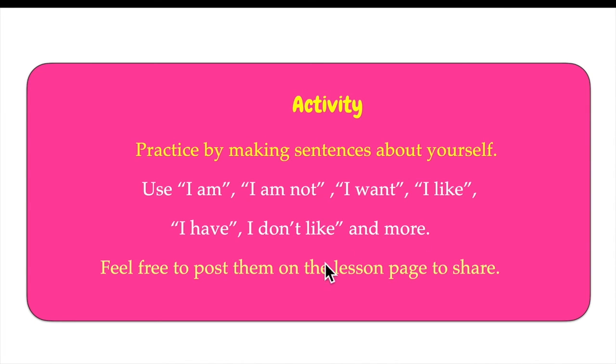Okay, here's an activity. Practice by making some sentences about yourself. Use the I am, I'm not, I want, I like, I have, I don't like, and more. So, for example, I am Jerry. I am not young. I want a new car. I like pizza. I have 3 daughters. I don't like cooked fish. I like sushi.